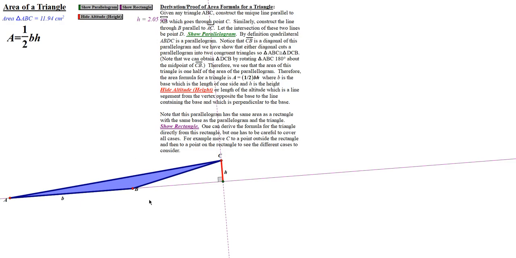All right, in the next video we're going to look at trapezoids, and there's kind of a lot of interesting ways you can go at looking at the area of a trapezoid. We'll make a whole video on just that one.